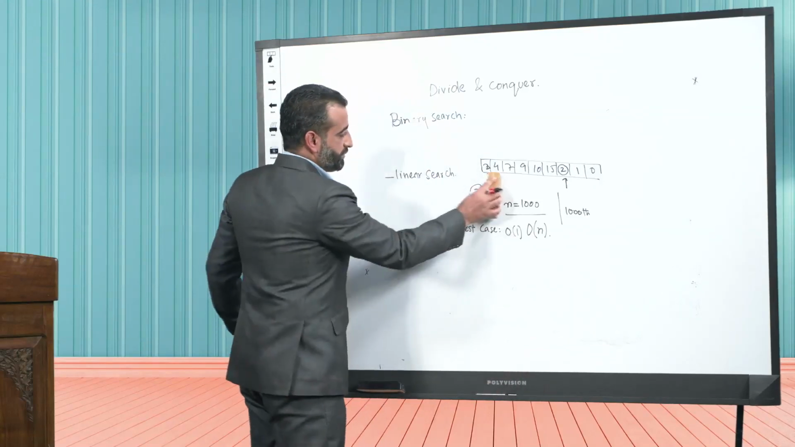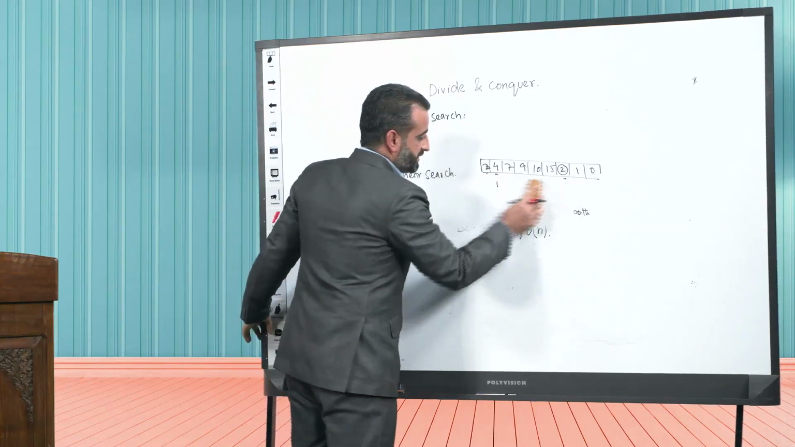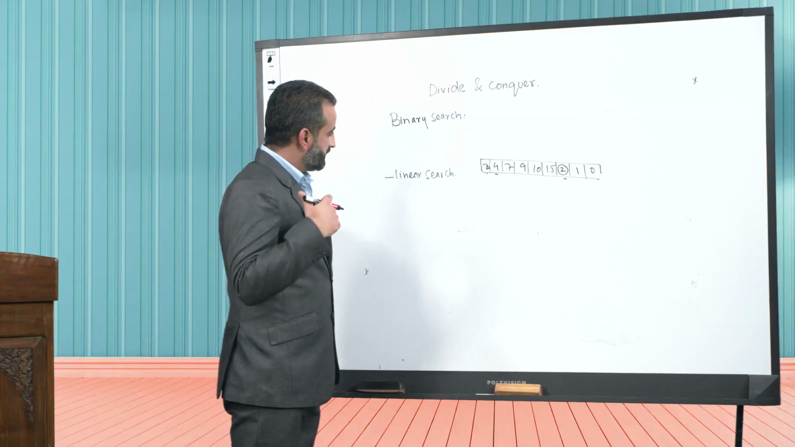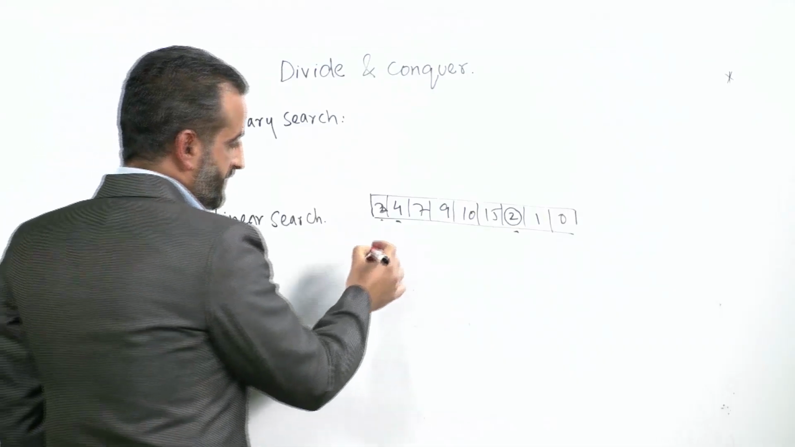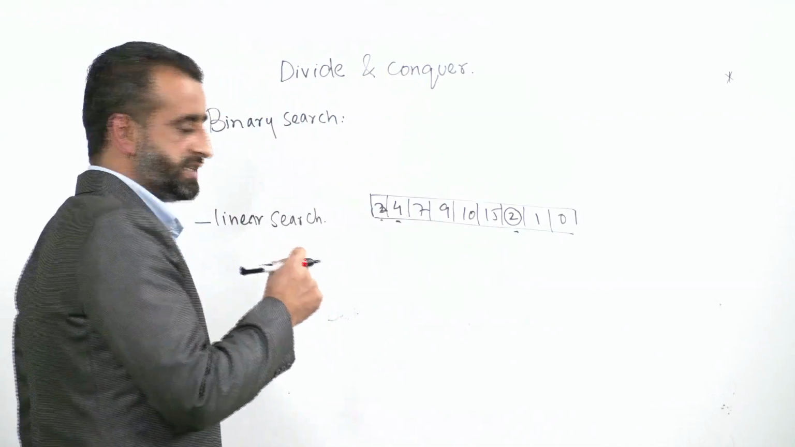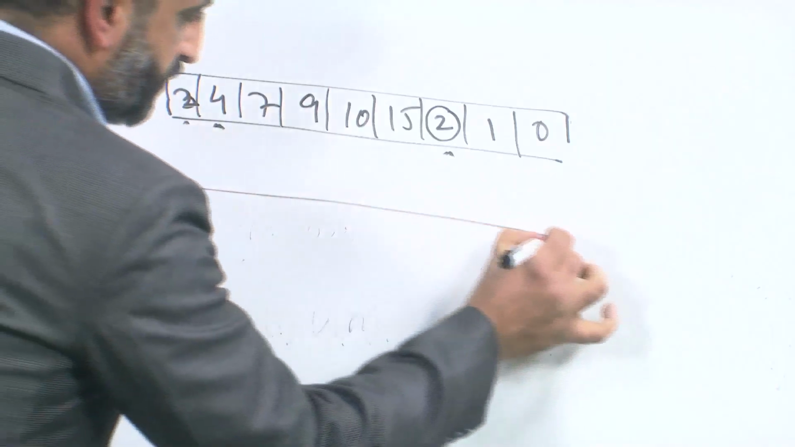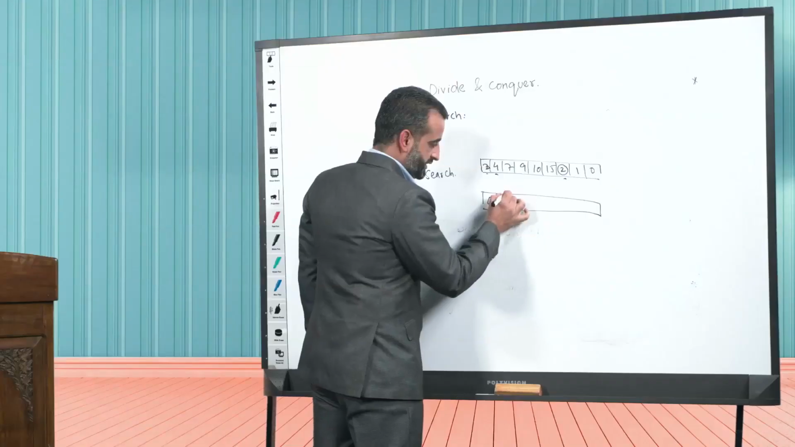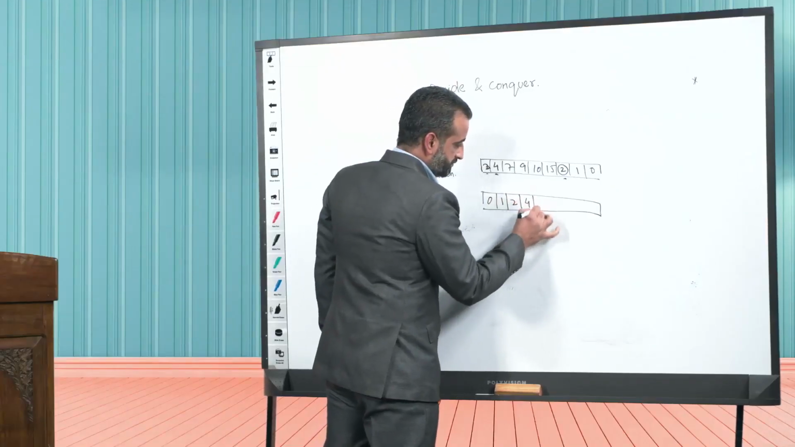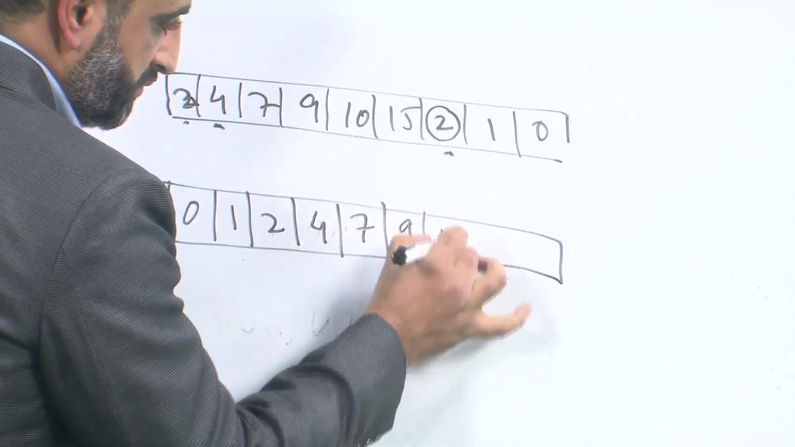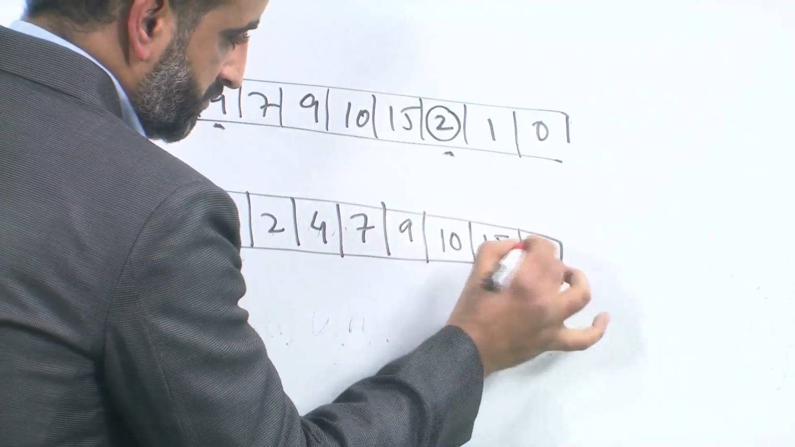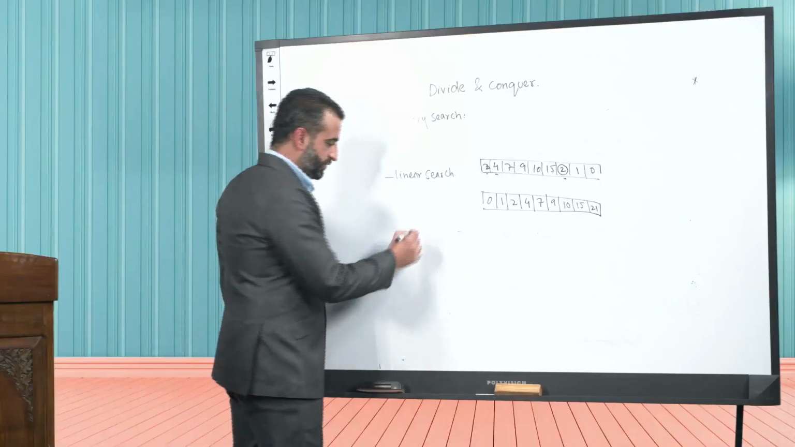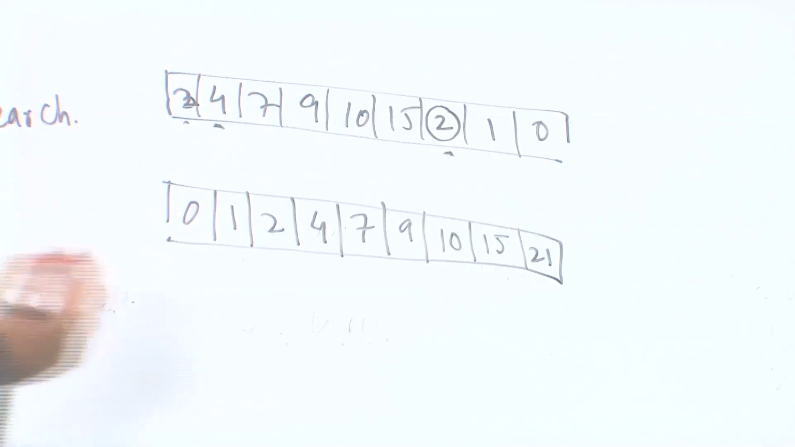Binary search has a requirement that the array wherein you want to search needs to be sorted. It has to be a sorted array in this case. So for the same problem, let's do it like this. Elements are sorted in this case, and let's assume that we are looking for an element 15, which is here.